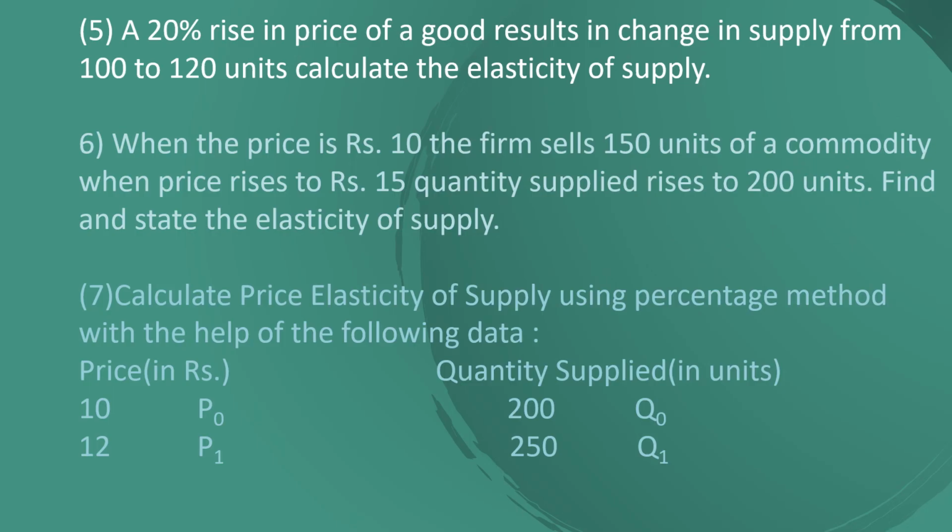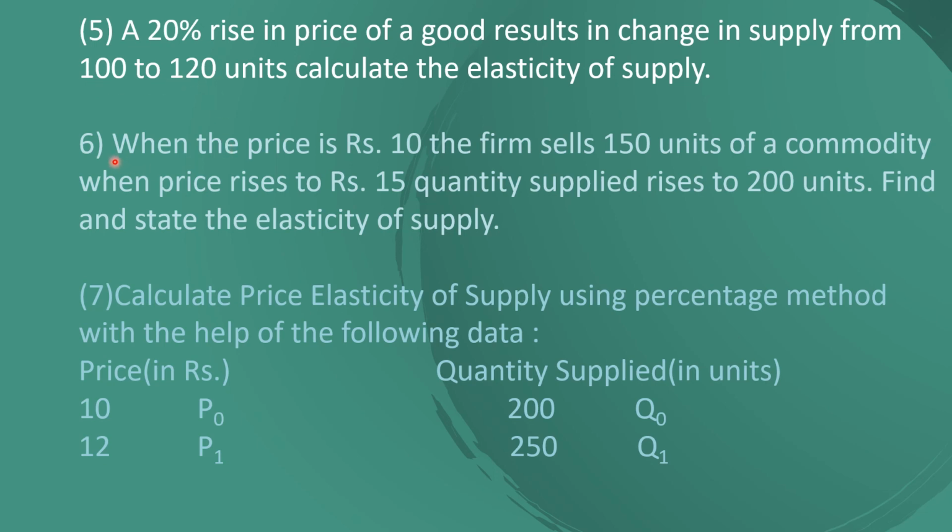Here are some more worded problems and other types of problems that you have to solve for practice, but I want to read it for you. A 20% rise in price of a good results in change in supply from 100 to 120 units. Calculate the elasticity of supply. So in this problem, we are given the percentage change in price and we have to find the percentage change in quantity supplied and then go on to find the elasticity of supply. The original quantity supplied is 100, which is Q0. The new quantity supplied is 120.